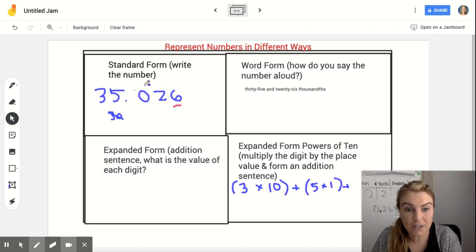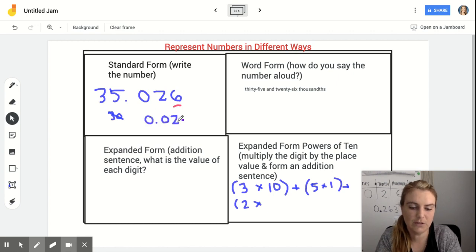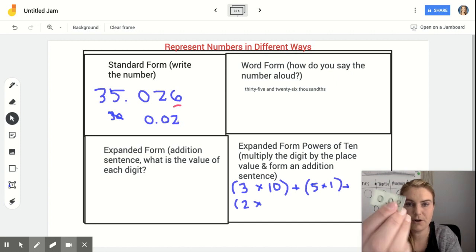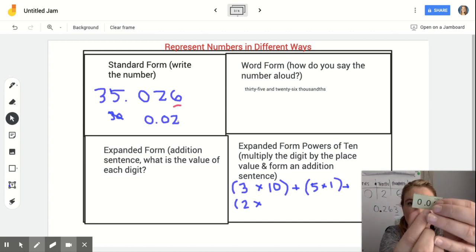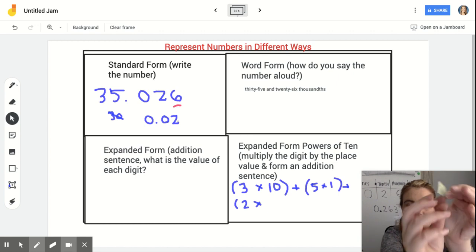So I can skip over this 0. Just make sure that we're doing the correct thing with the next place value. So I'm going to skip over the 0 and I'm going to go to this 2. 2 times what? What place value is this 2 in? Well, it's not 2 ones. It's in fact 2 hundredths. So if I was looking at my secret code card, it would be 2 hundredths or 2 pennies.